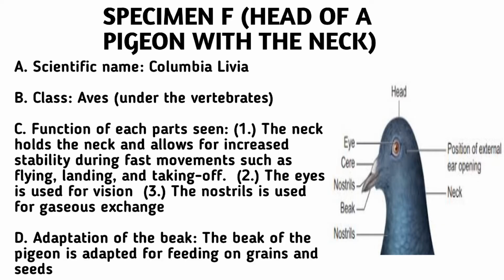Lastly, they could ask you what is the adaptation of the beak, because this is one of the likely questions they must ask you from this specimen. Why is the beak short and not pointed or not sharp? The beak is mainly adapted for picking grains and seed.